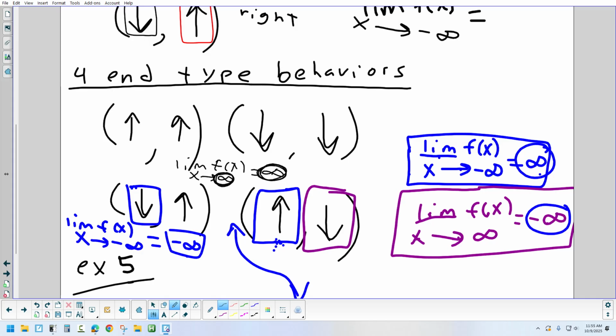This arrow is describing what's happening on the left. This arrow describes what happens on the right. And then the direction the arrow points tells you. On the right, you head up. On the left, you head down.